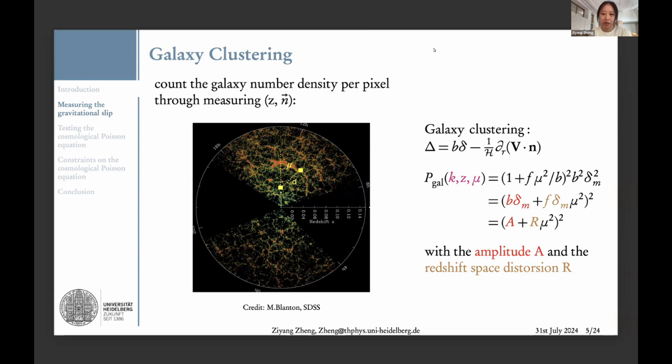Therefore, for the galaxy power spectrum, it has this additional mu dependency, where mu is just the angle between the line of sight and the separation of the galaxy pairs, because the inclusion of this redshift space distortion breaks the isotropy if we only consider the first term. So in the end, from the galaxy power spectrum, we are able to isolate two model-independent quantities. The first one is this combination of parameters, b times delta m, and we call it amplitude. And the second one is this r, because this is related to the redshift space distortion. So these two functions are essentially the two quantities which we can extract in a model-independent way from the galaxy clustering.